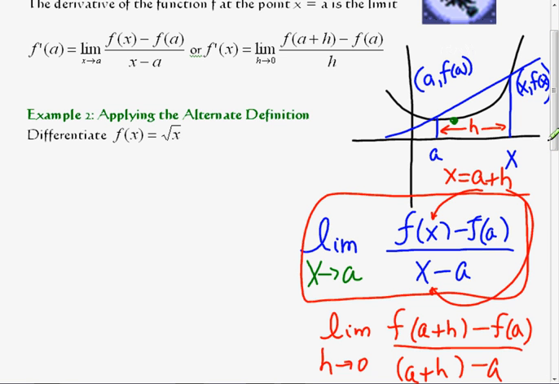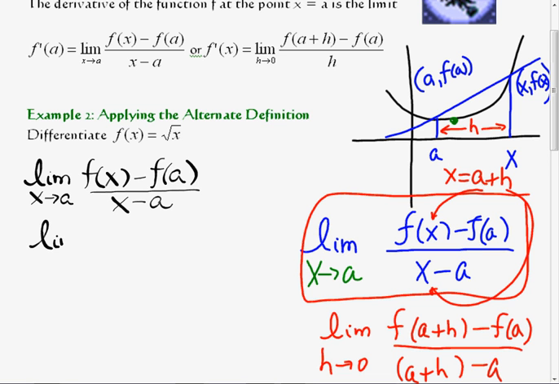So let's go ahead, and let's do the square root of x using the alternate definition. So it's the limit as x approaches a of f of x minus f of a over x minus a. Okay, what's f of x? Oh, I should draw a picture of it. You guys know what it looks like, right? It looks like this. So it's the square root of x minus, what's f of a? Square root of a over x minus a.